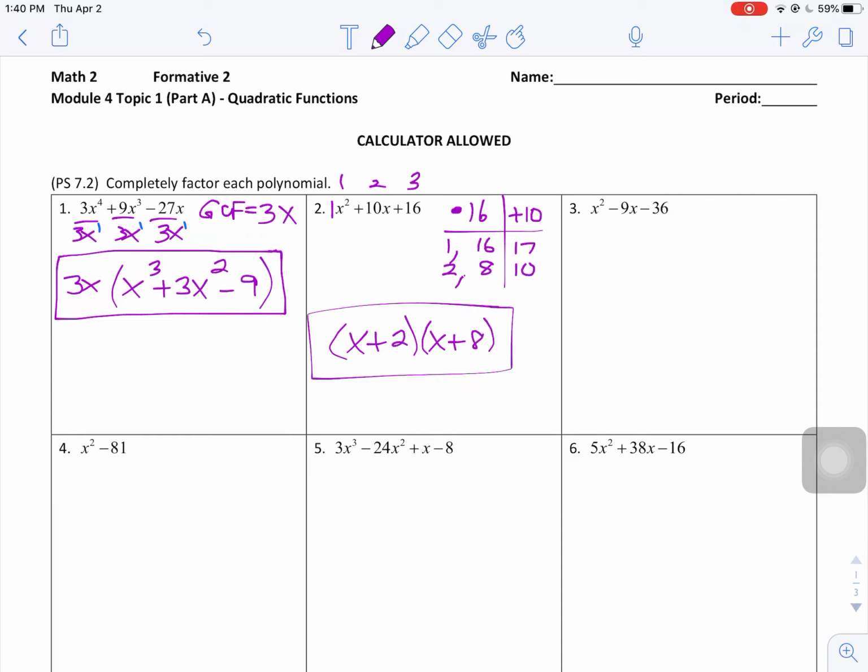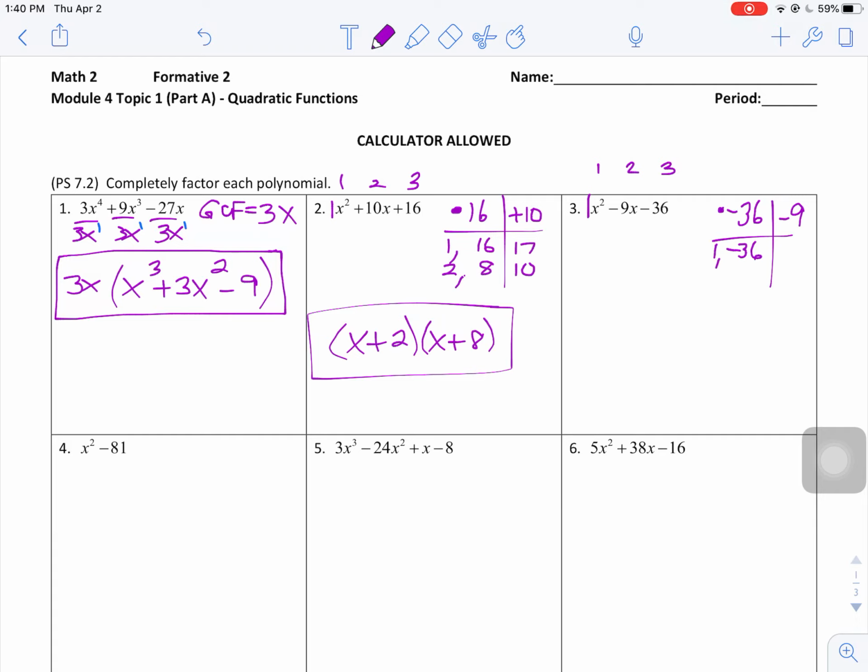Number 3, is there a GCF other than 1? No. What type of polynomial is it? It's a trinomial. It has 1, 2, 3 terms. And the a value is an invisible 1. So that means it's a basic trinomial. So I'm looking for two numbers that multiply to negative 36. Those same two numbers need to add up to negative 9. So since I'm multiplying to a negative number, one of my numbers has to be negative. Since I'm adding up to a negative number, I'm going to put the negative sign on the larger number.